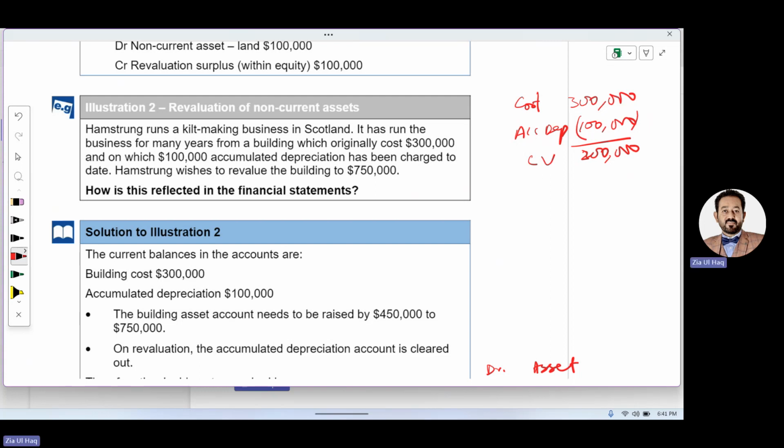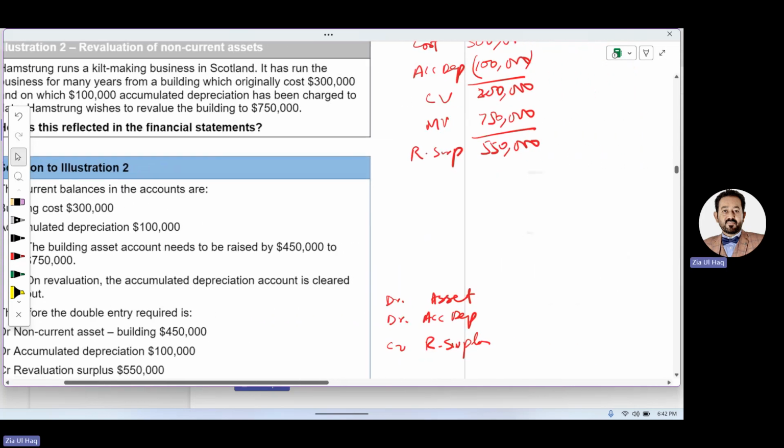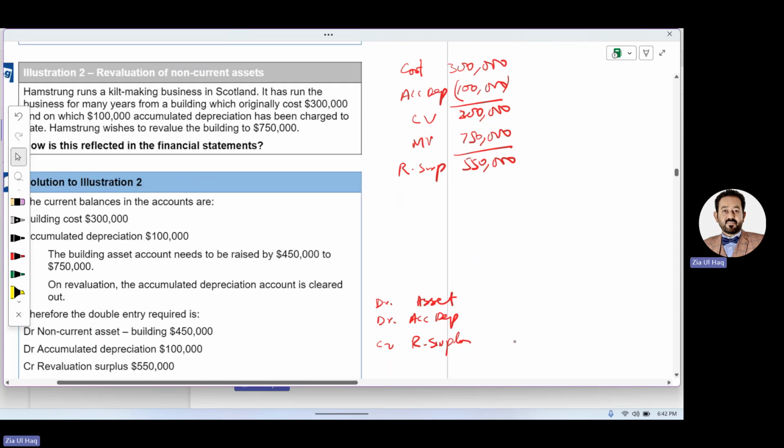Hamstrung wished to revalue the building to 750. And what is the market value? 750,000. So what's the difference? 550,000. 550,000 is what? Revaluation surplus. What we need to do? We will record the accounting entry. Revaluation surplus will be credited with the 550,000.